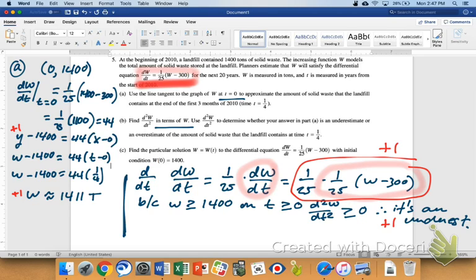So just to clarify, when you say it's an underestimation, it's talking about W prime at 1/4, so it's talking about what we got in A.